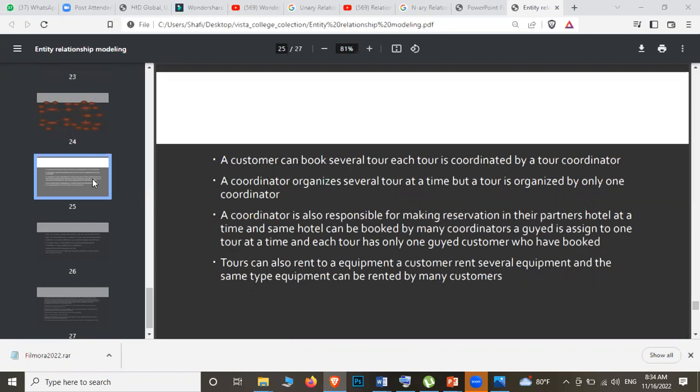You read it and understand, then you will clearly understand. Then a tour can also rent equipment, and a customer can rent several equipments, and the same type of equipment can be rented by many customers.